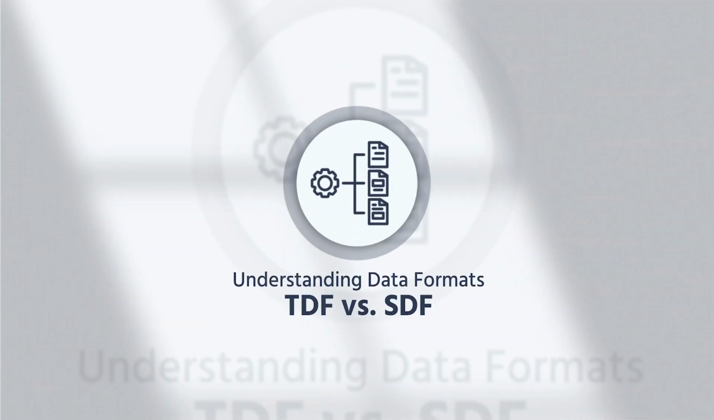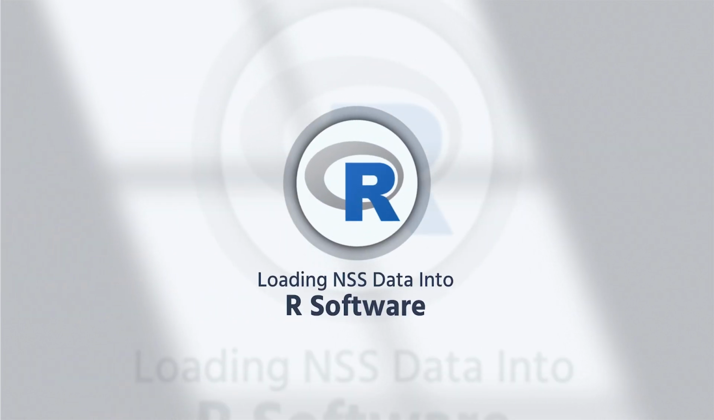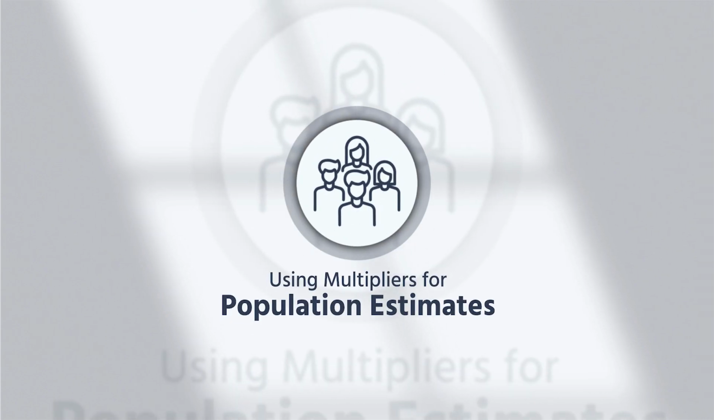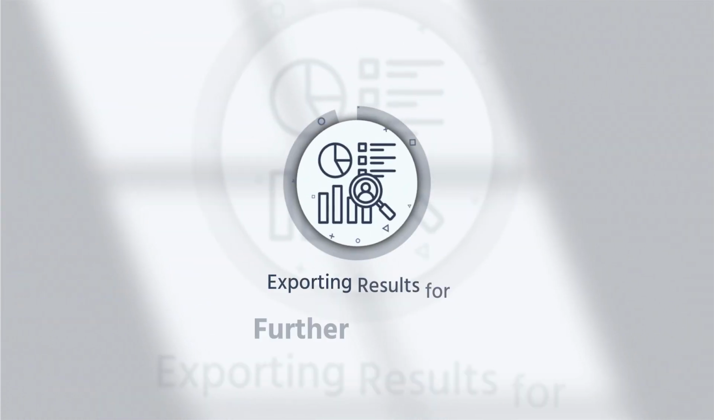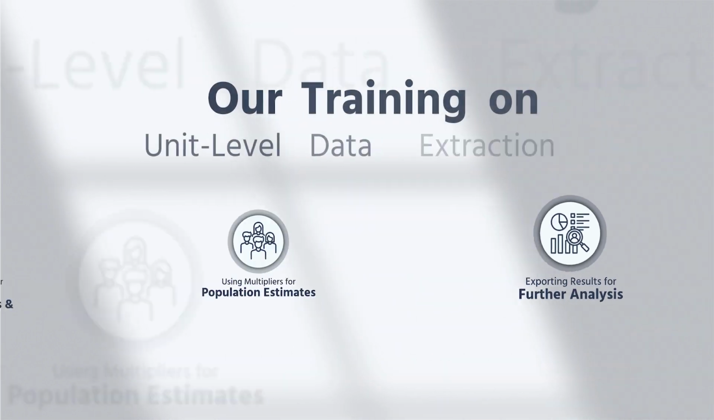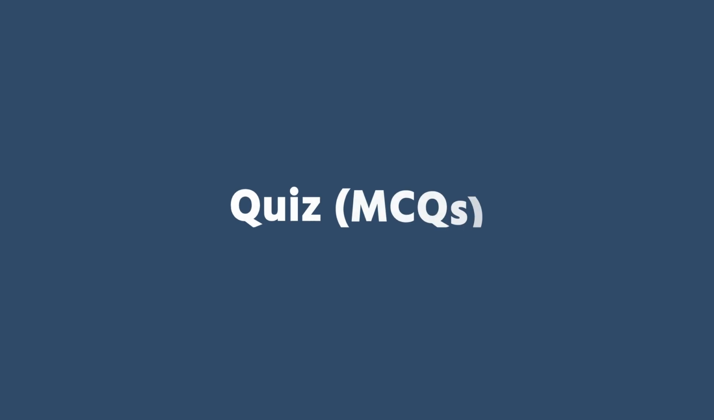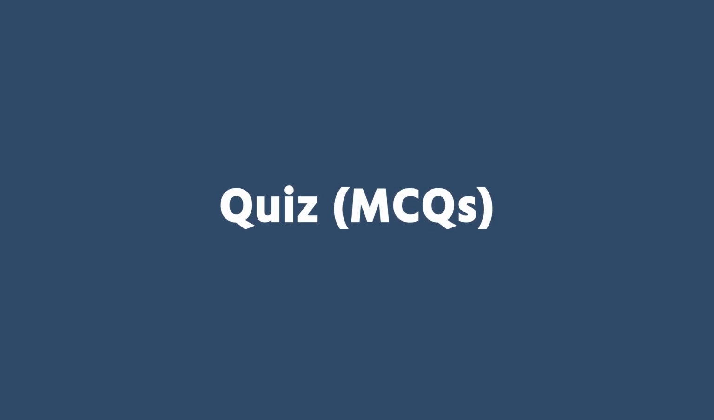Conclusion. In this module, we covered: 1. Understanding data formats, TDF versus SDF. 2. Loading NSS data into R software. 3. Computing state or sector-wise distribution numbers of households and FSUs surveyed. 4. Using multipliers for population estimates. 5. Exporting results for further analysis. With this, we conclude our training on unit-level data extraction and analysis. To test your understanding, please attempt the following quiz.